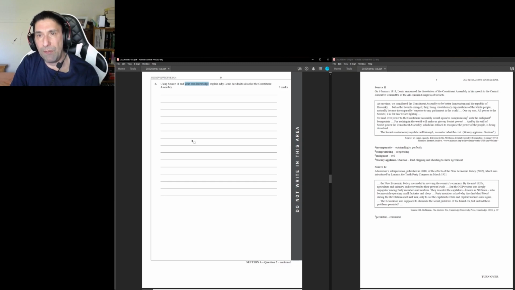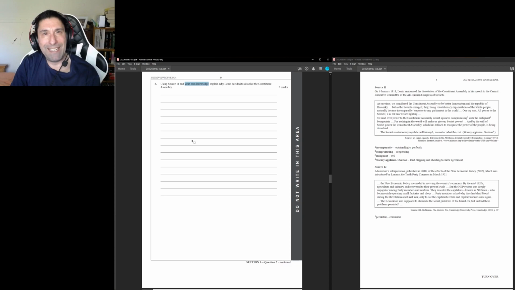You could also refer to the fact that the Bolsheviks came second in the elections to the Constituent Assembly, and the majority party in the Constituent Assembly was the Socialist Revolutionaries. So they actually had most of the votes. They were the majority party, so they were more powerful in the Constituent Assembly than the Bolsheviks, and obviously Lenin didn't want that, so that was another reason why he decided to dissolve the Constituent Assembly.